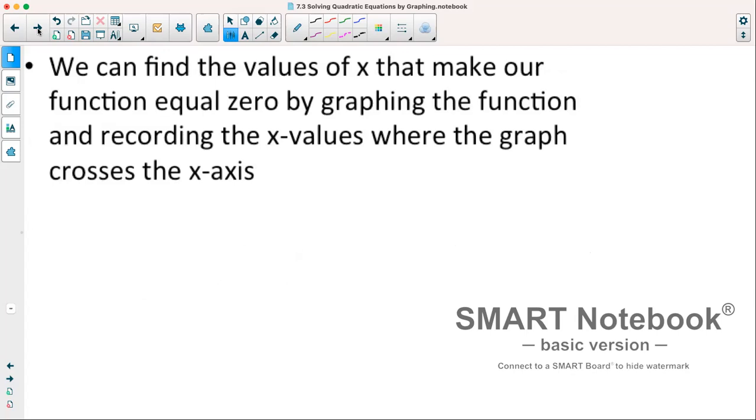Now we can find the values of x that make our function equal 0 by graphing our function and recording the x values where the graph crosses the x-axis. The reason why these values work is if we're crossing our x-axis, that means our y value equals 0.